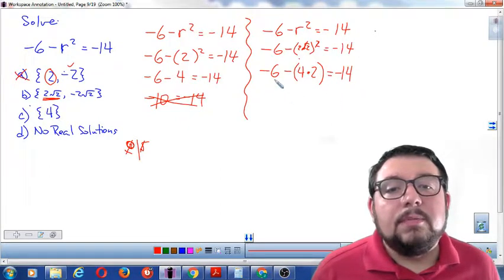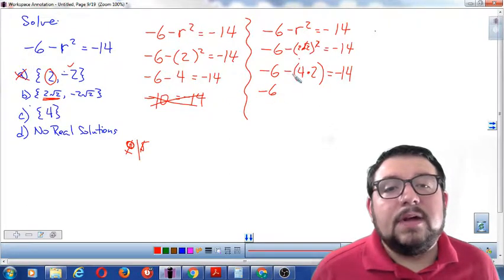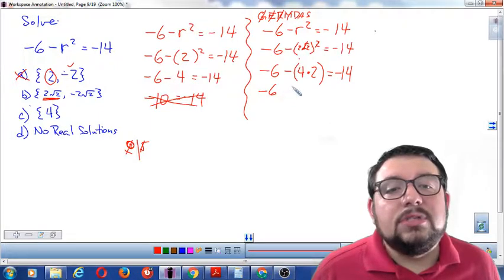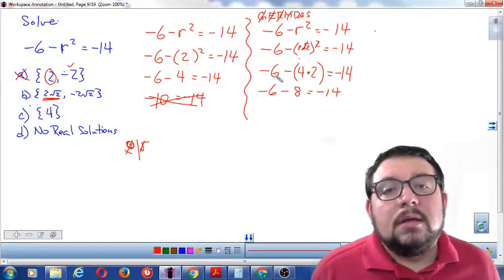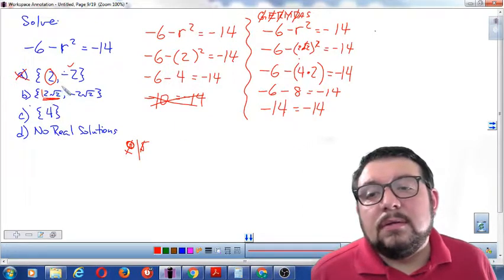Okay, so now I'm going to keep going. -6, and I'm still following my GERMDAS. We took care of our groups. There were no groups. We took care of our exponents. There are no more square roots. We're going to multiply right now. -4 times 2 makes 8. So this is going to be -6 minus 8 equals -14. Can I divide? No. And now it's time to add and subtract. -6 minus 8 is -14. The signs are the same, so I add 6 plus 8 is 14, and I keep the negative because the 8 is bigger. Negative 14 equals negative 14 comes out correct. Beautiful.